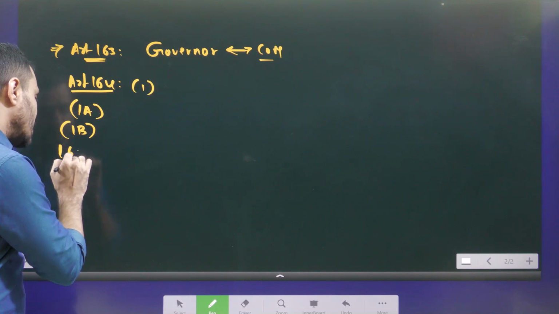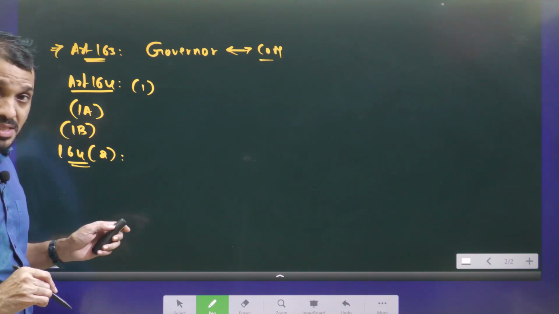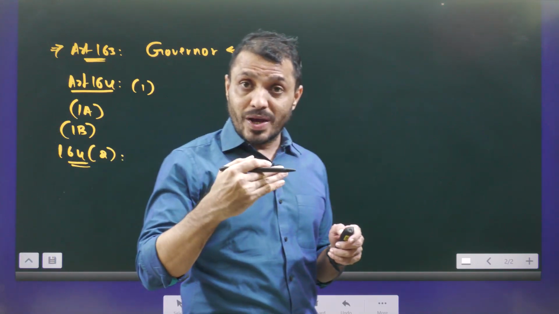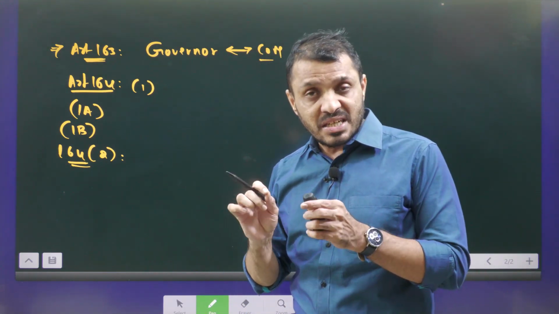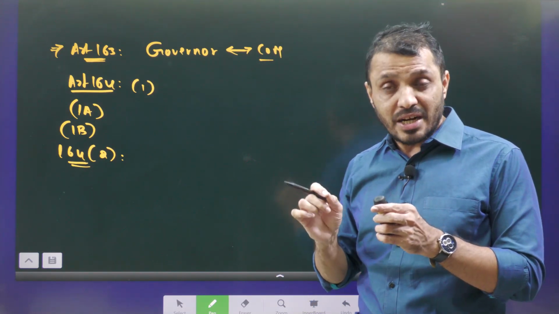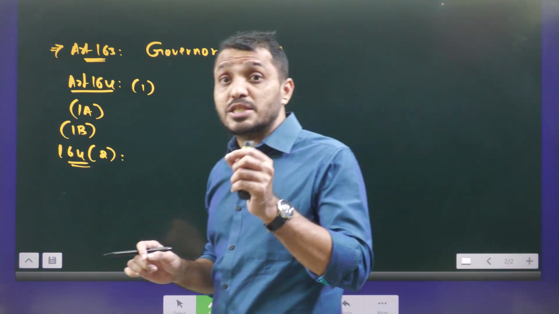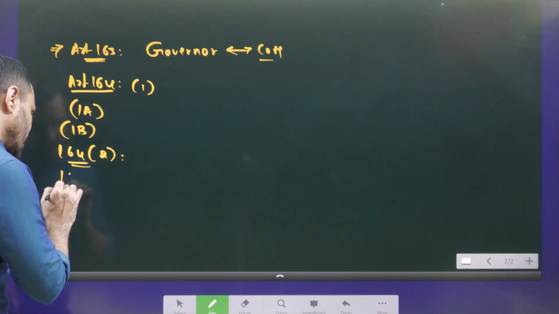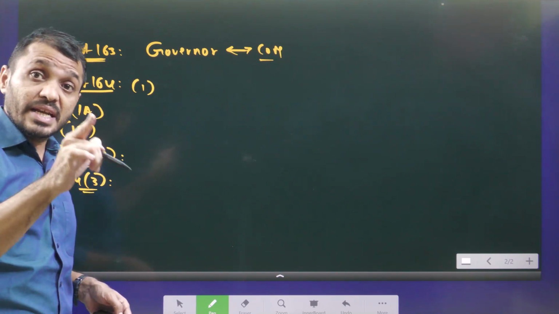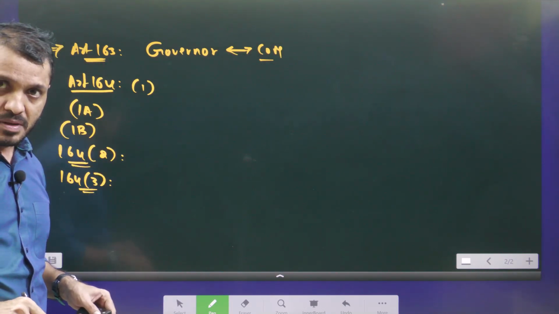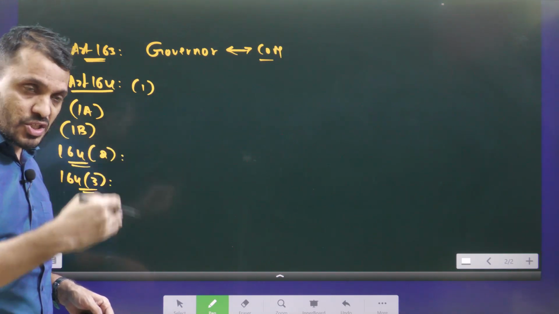Next, Article 164 clause 2 says that ministers hold office during the pleasure of the governor. That means the Chief Minister can advise the governor to dismiss a minister. Unless the CM gives the advice, the governor cannot use his discretion and cannot dismiss any minister. Remember, ministers are collectively responsible to the lower house. That is what Article 164 clause 3 says. Ministers are collectively responsible to the lower house, but they are individually responsible to the governor. Whenever the governor requests information, ministers have to furnish it.